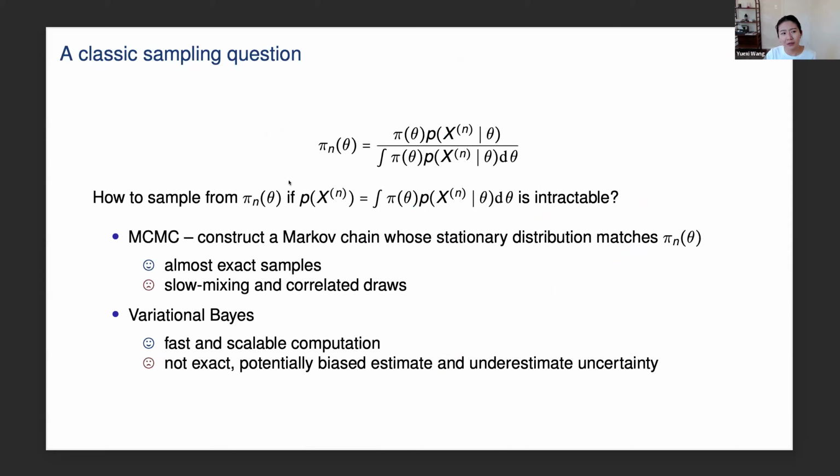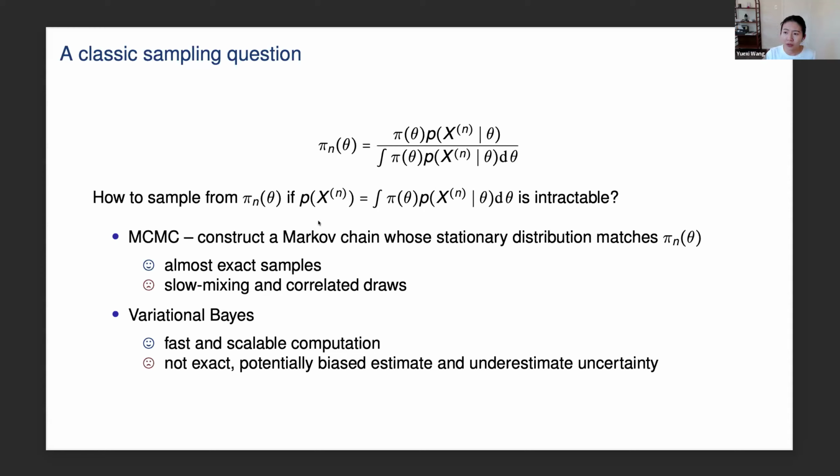So we consider the classical sampling question. I know the density of the prior, and I have the density for the likelihood function, but I just cannot compute the denominator here, the marginal likelihood. It is a too complicated integral to compute.